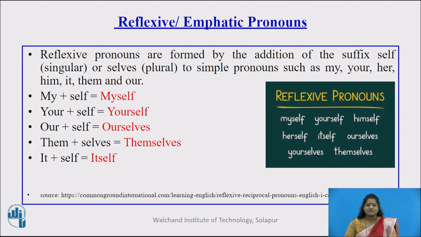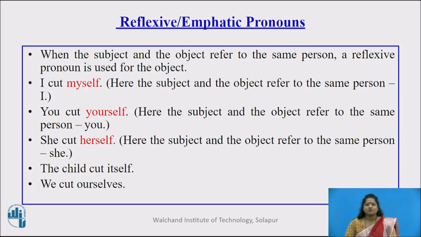All these pronouns with the suffixes self and selves are called reflexive or emphatic pronouns. Reflexive and emphatic pronouns are used when the subject and object are referring to the same person. When the subject and the object refer to the same person, a reflexive pronoun is used for the object.